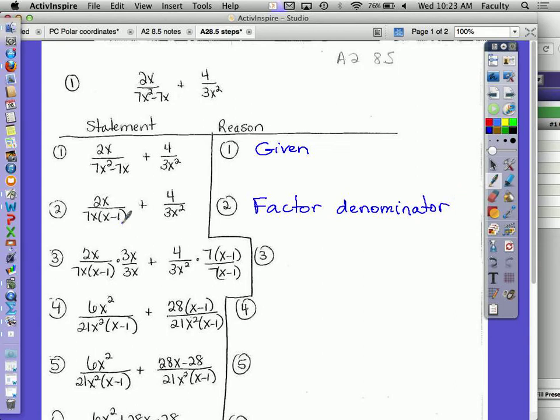And then from this line to this line, what did I do? Let's just look at the first fraction only. What did I do from here to here? I multiplied by 3x over 3x, correct? I didn't just multiply by 3x, because you can't just multiply by 3x. But what is 3x over 3x? 1. And what's 7 times x minus 1 over 7 times x minus 1? 1. Okay. Now, you multiply by 1, but what I'm doing is building a common denominator.